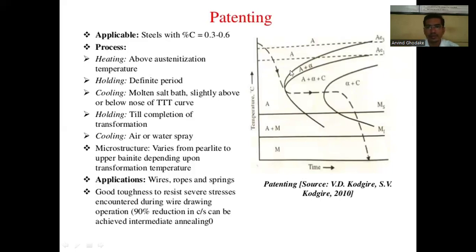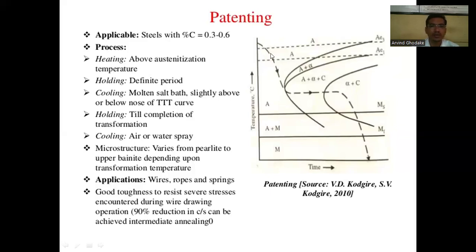Then this line represents where austenite starts converting into alpha ferrite. The region between the lines represents the mixture of austenite and alpha ferrite. Then the amount of austenite gets reduced and it gets transformed into alpha ferrite and cementite. Now this line is the end of the pearlite transformation. So alpha plus cementite gives pearlite, that is coarse pearlite, then fine pearlite, then upper bainite, then lower bainite, then we get the martensite phase.